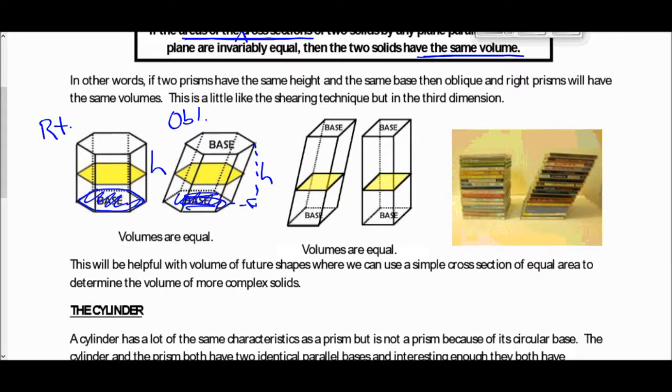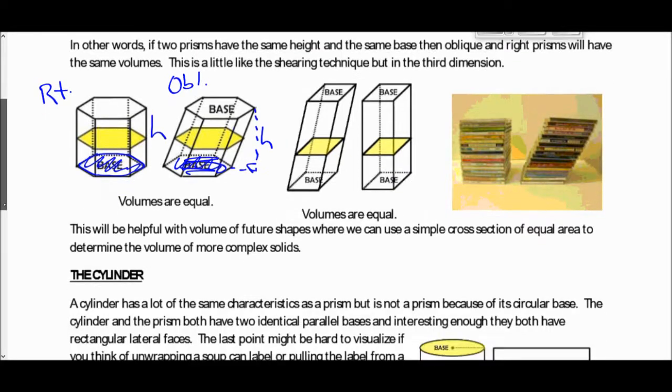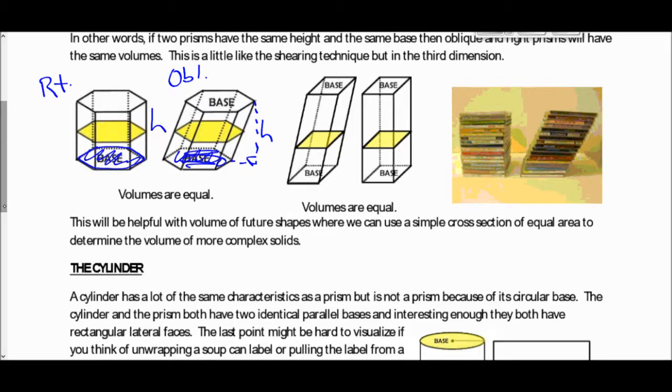Now that would also go, they didn't show it here, this would also go for different shaped bases, okay? So let's say this one has a hexagonal base, it's a hexagonal prism, and another one has a triangular base, okay? If the area of the triangular base has the same area as the hexagonal base, and they have the same heights, then the prisms will have the same volumes, even if the base shapes are different. The shapes are different, but their areas are the same, and the heights are the same. The prisms will have the same volume.